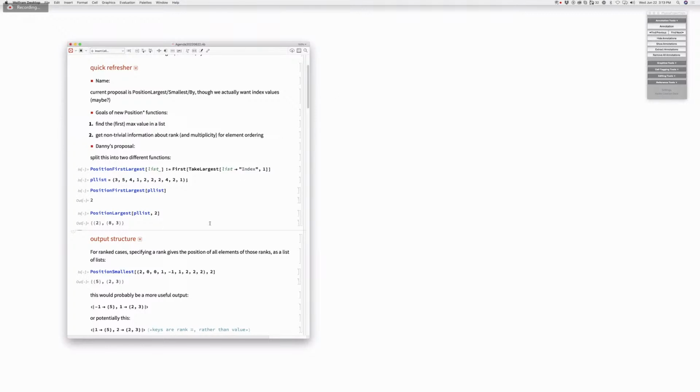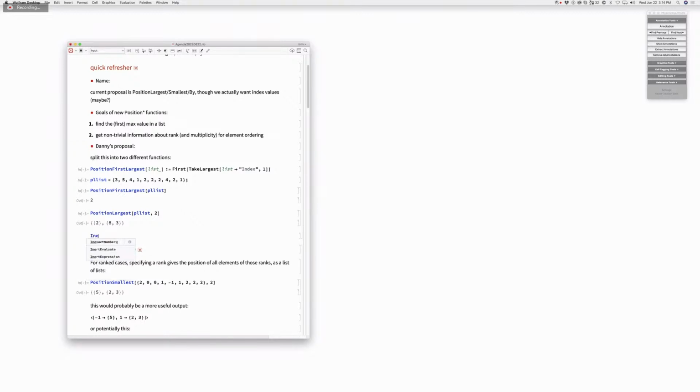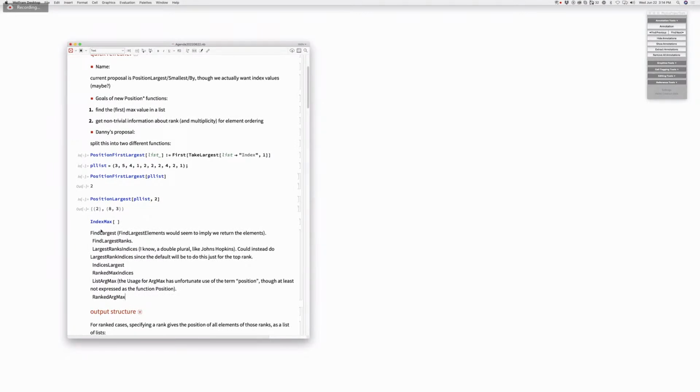Okay, hold on. The key idea is, just like we have things like ranked max and so on, maybe we have... I don't know what the right name is. One possibility is just to leave the name alone and return a part spec rather than an extract spec without the extra listing. Another possibility is to go through all the rigmarole with an optional argument, which is what we have now, and I don't like it. Find largest. No, that's simply not going to work. Largest ranks indices.